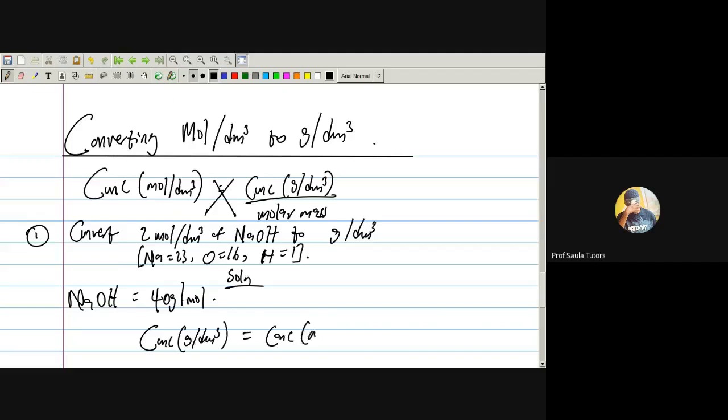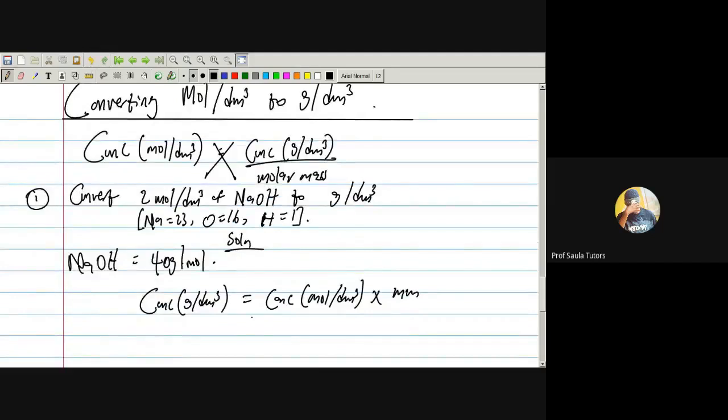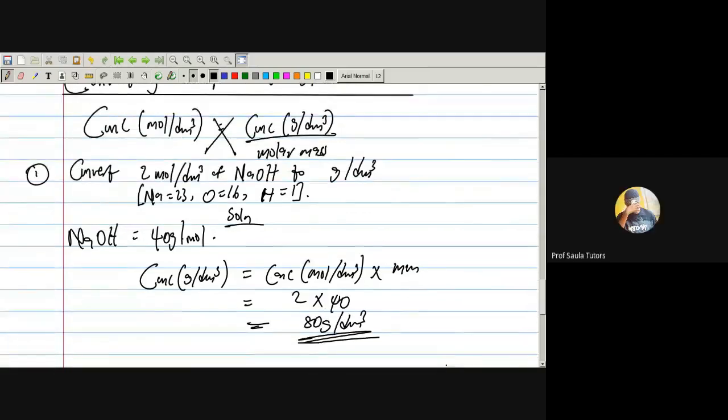Concentration in mole per dm cubed, right? Yes, sir. Over what? Molar mass. Sorry, not over molar mass, times molar mass. Times molar mass. So let's go. What is the concentration in mole per dm cubed? You look at this. What do we have? Times what do we have here? Molar mass is what? 40. And that'll give us what? 80 gram per dm cubed. Do you see that? As simple as that.